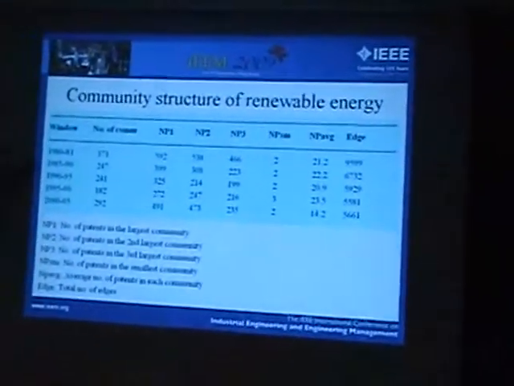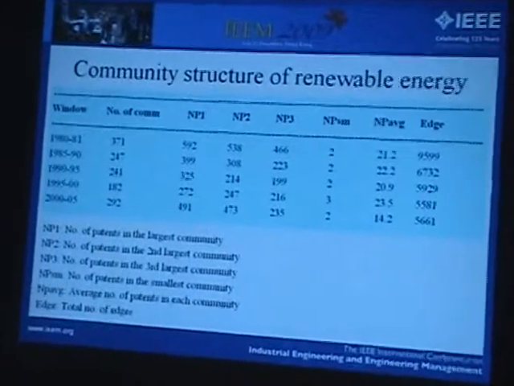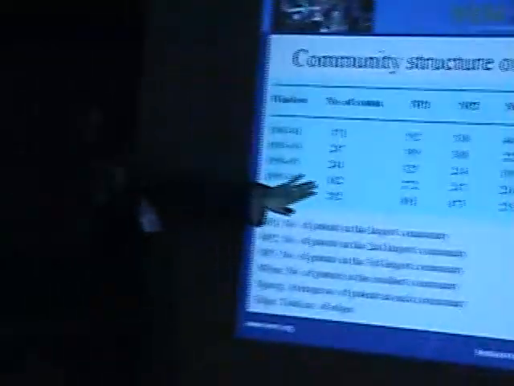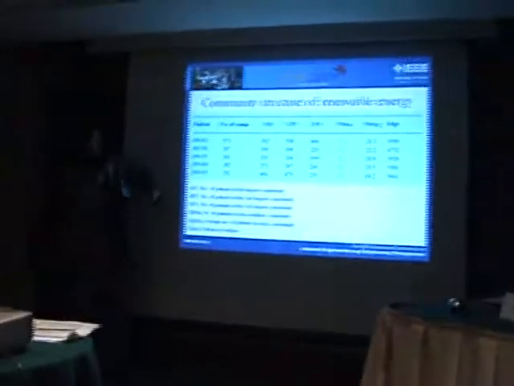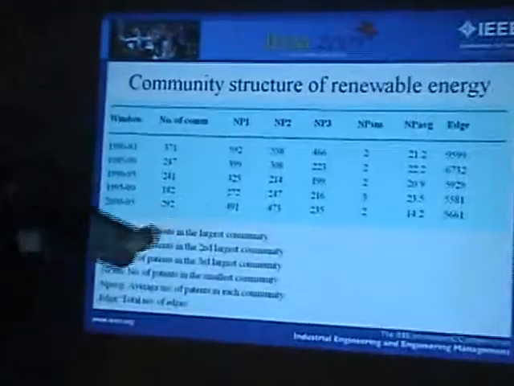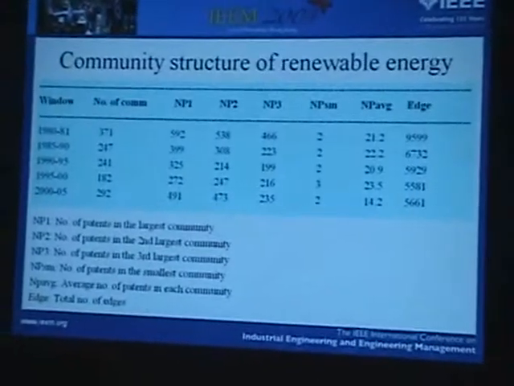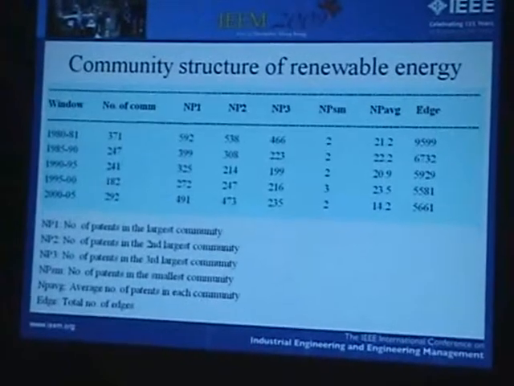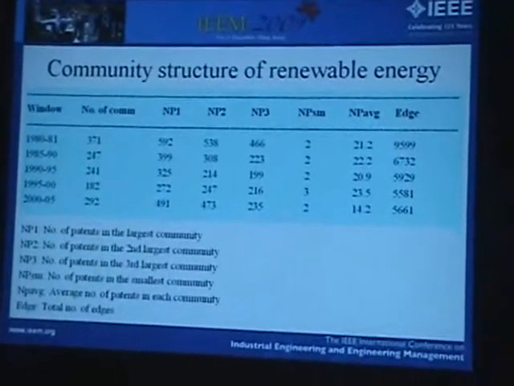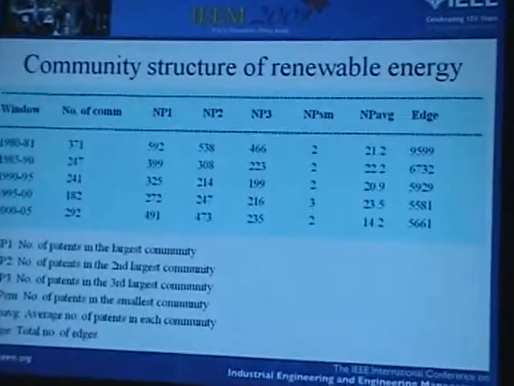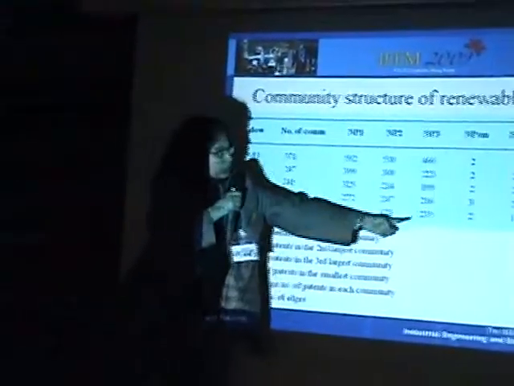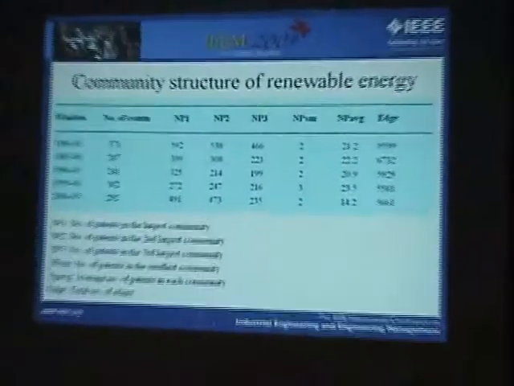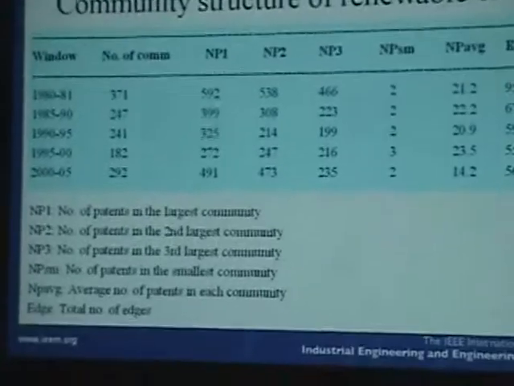This is the thing that we got. These are the windows, 80 to 85, 85 to 90, so each consisting of 5 years. This is the number of community structures that you get for each window. This column will give you the number of patents in the top largest community. This is the number of patents in the second largest community in the green energy sector. This is the number of patents in the third largest community, and those are the number of patents in the smallest community, and so on.